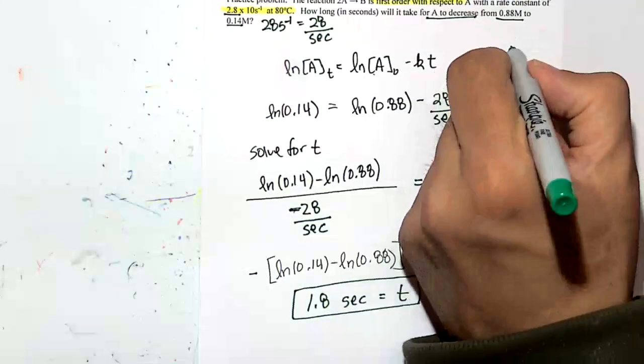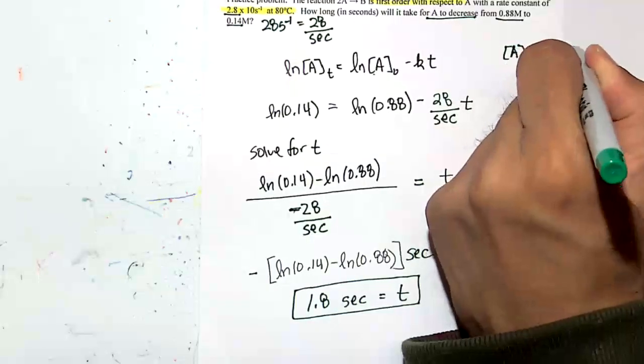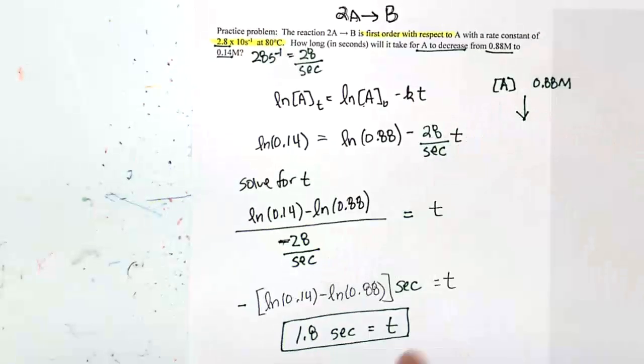All right, so initially A was at 0.88 molar. And then after 1.8 seconds, how much is the concentration?